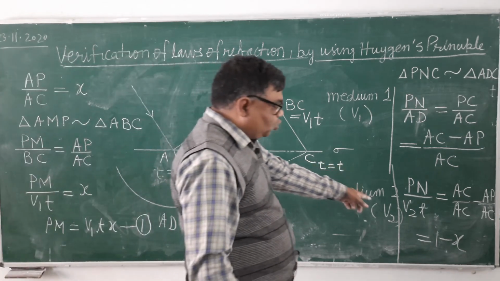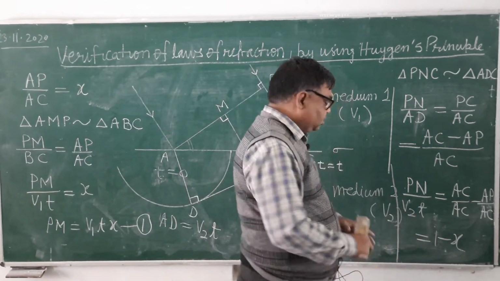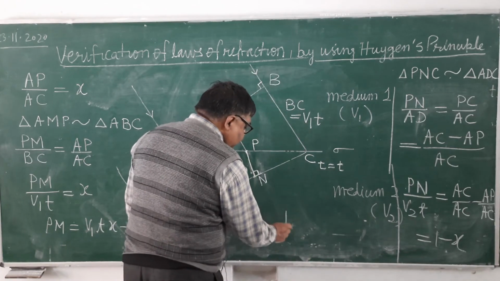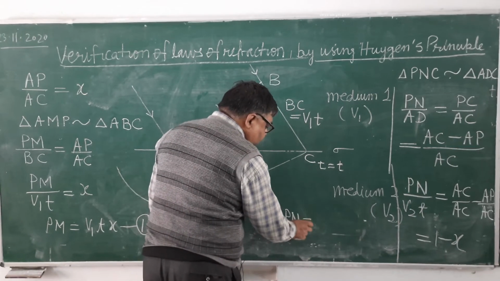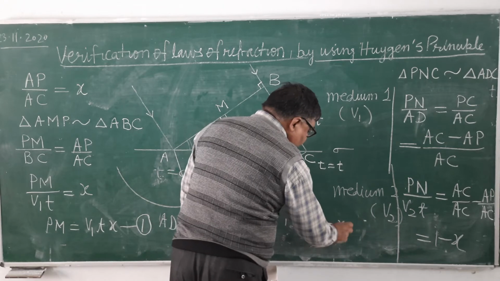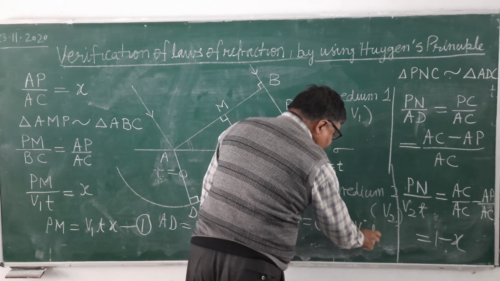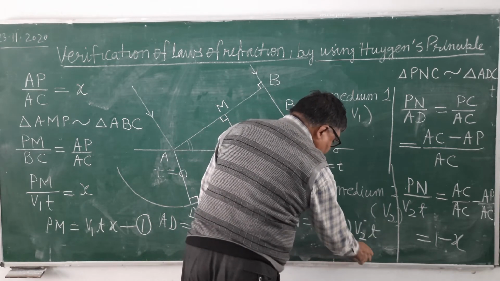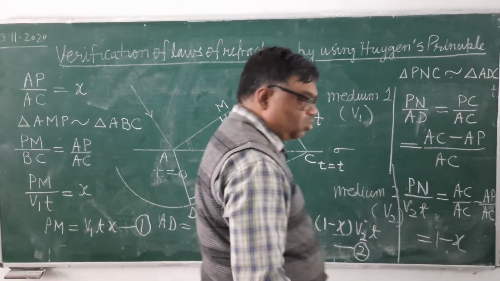So PN upon V2 T equals 1 minus X. So what is PN? PN you can write as 1 minus X into V2 T, that you can take as equation 2. You note down these things.